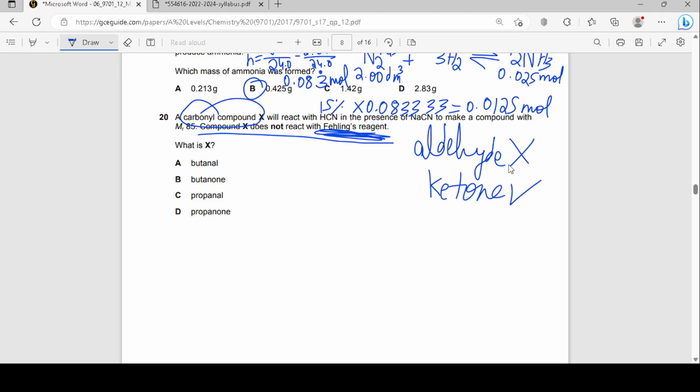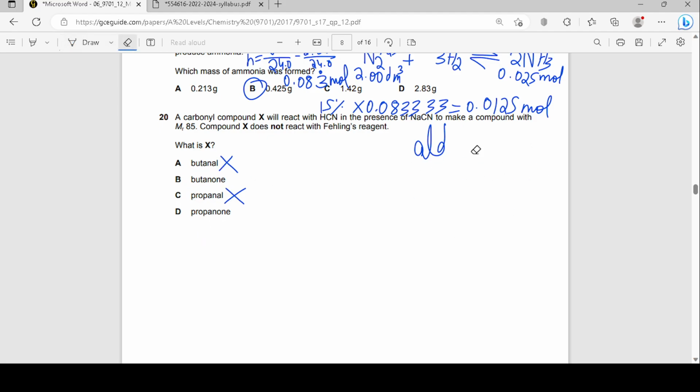So it must be a ketone. If it's not an aldehyde, it must be a ketone. Because it's not an aldehyde, it does not react with Fehling's reagent, right? So we can already eliminate option A, which is butanal, and we can eliminate option C as well, which is propanal, because those both are aldehydes. But option B is butanone, option D is propanone. So we cannot eliminate those yet because those are ketones.